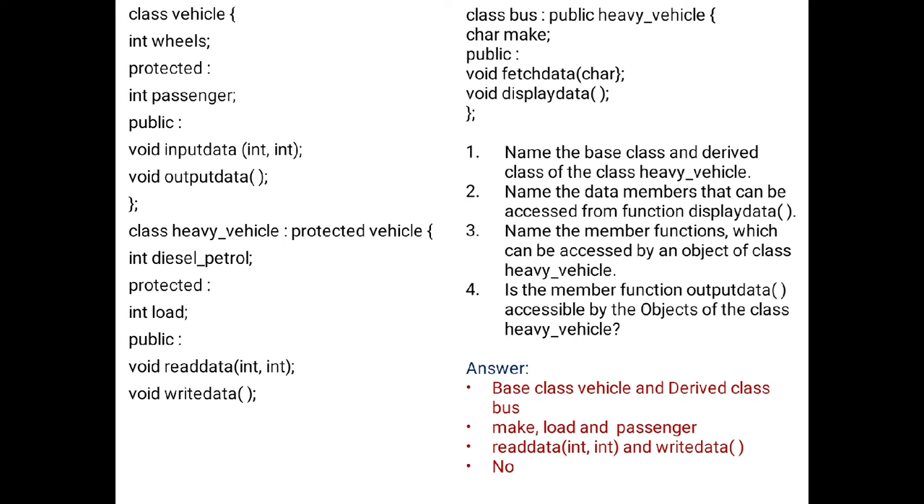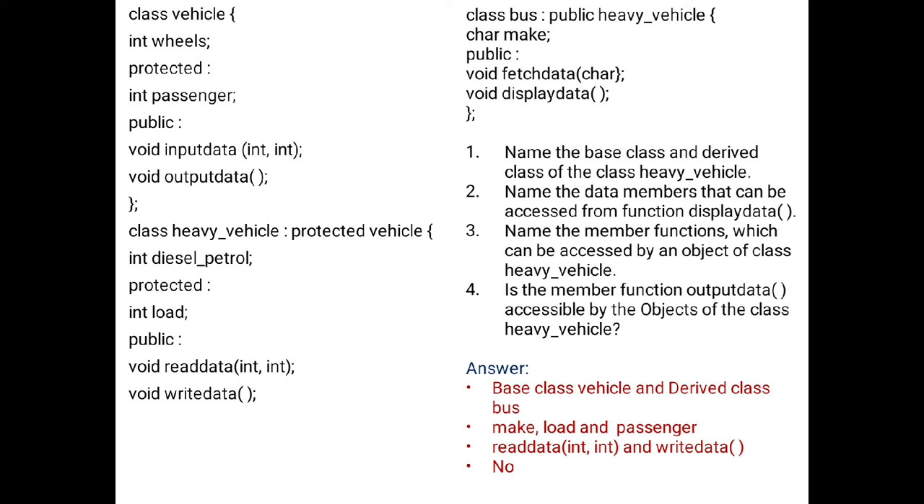Same as the previous question, we have to name the base class and the derived class of the class heavy vehicle. Since the class heavy vehicle is derived from the class vehicle, the class vehicle becomes the base class. And since the class heavy vehicle acts as the intermediate base class for the class bus, that means class bus is derived from the class heavy vehicle. So the answer is: base class is vehicle and derived class is bus.